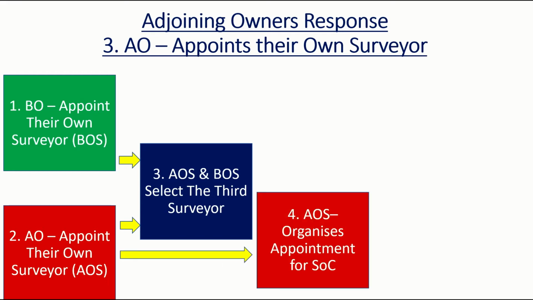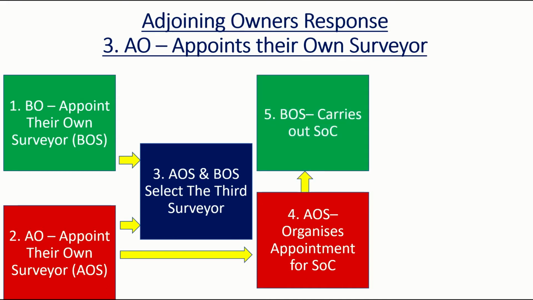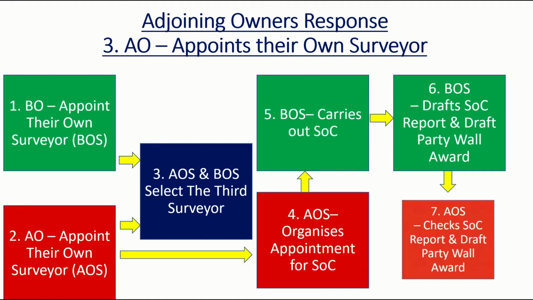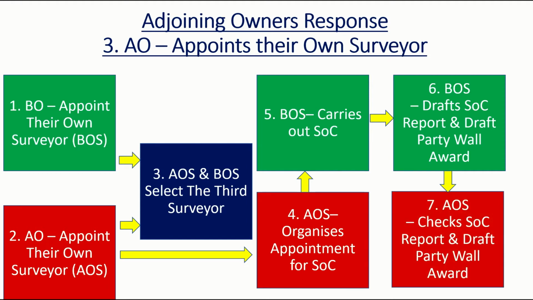The adjoining owner surveyor arranges timings for a schedule of condition survey. The building owner surveyor carries out that survey and produces a draft report for that schedule of condition. The building owner surveyor also produces a draft party wall award, which is a legal document setting out rights and responsibilities. Both these documents are then sent to the adjoining owner surveyor to review and comment upon.